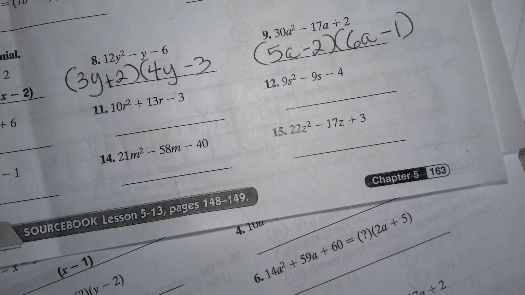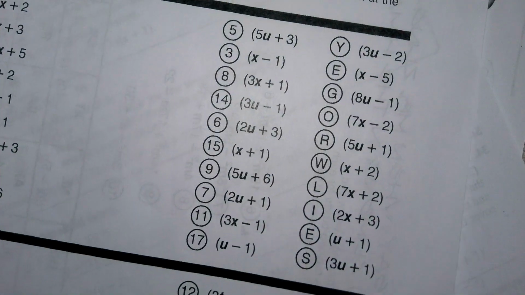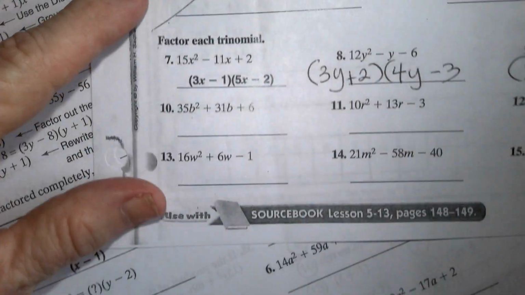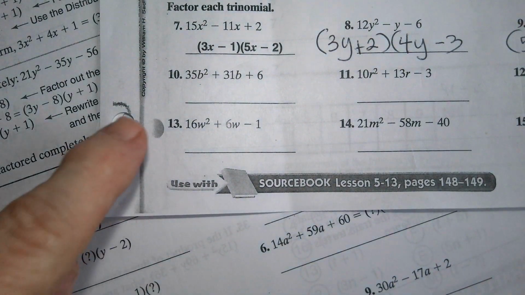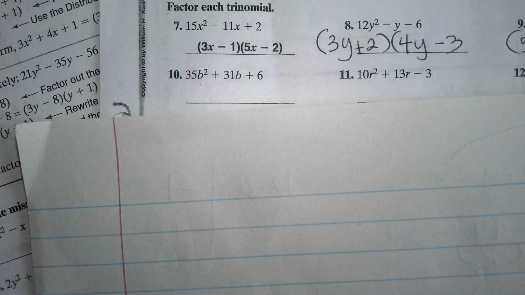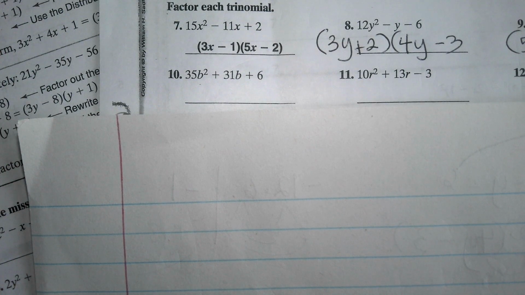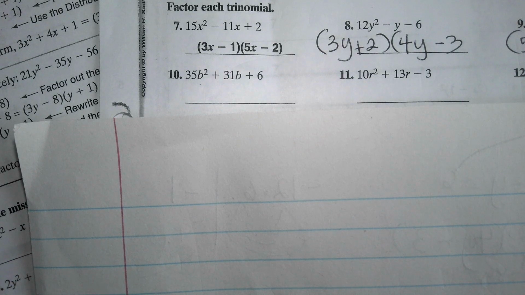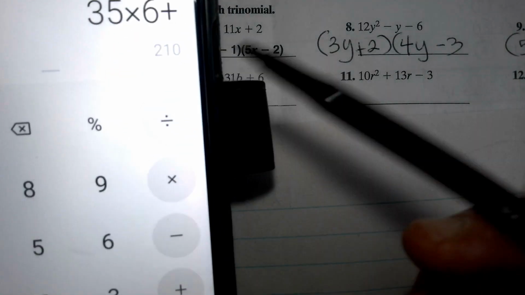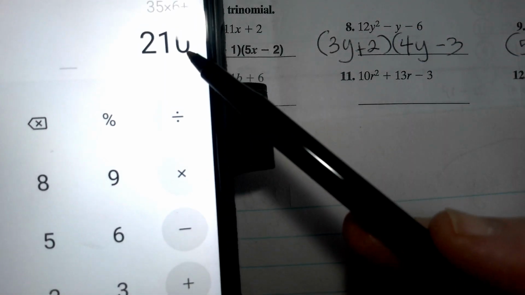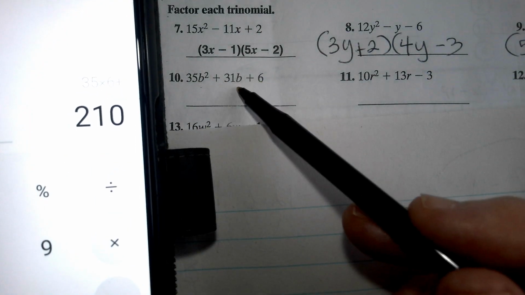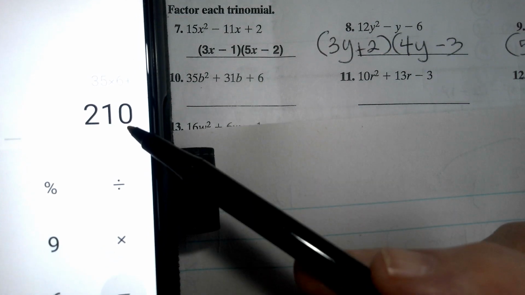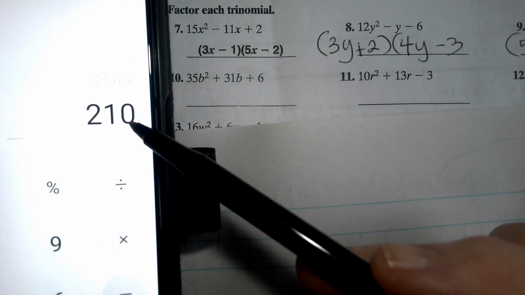Okay. All right, let's do a couple more so you have a real good idea. And this might be 3 days. I don't know. So let's go ahead and see. Let's do the number 10. Again, here's why I don't like the book method: I would have to go 35 times 6, which is 210. And then I have to find the factors such that they sum to 31. Oh, I think I know this one. Okay, which would be 10 times 21.